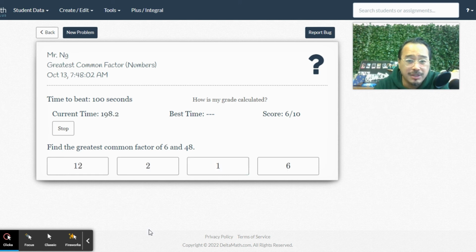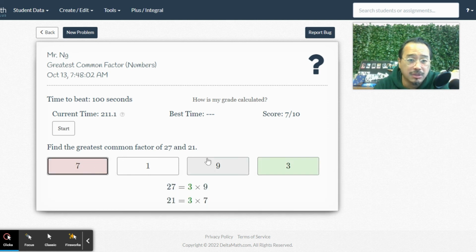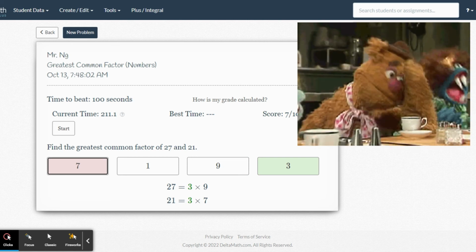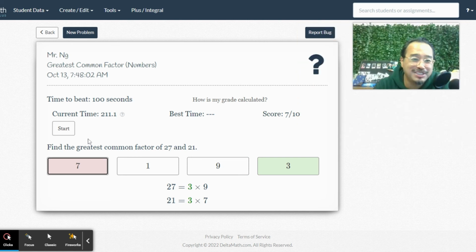Okay, let's see, 6 and 48. The question is, can 6 go into 48? It can, 8 times, so the GCF is 6. And for this one, 20, so 7. Oh no, did I get it? Oh God. All right, it's 3. It's 3. Okay. I'm going to stop here because I have to make the other two videos. All right, man, that's not a good note to end on.